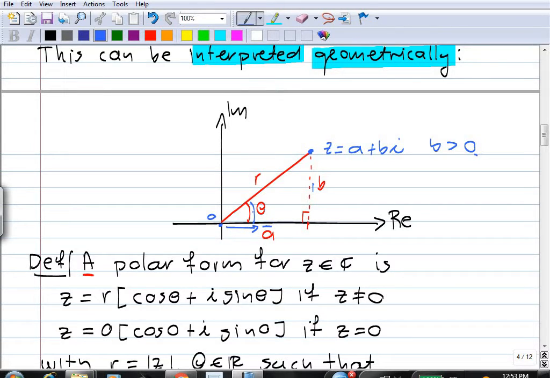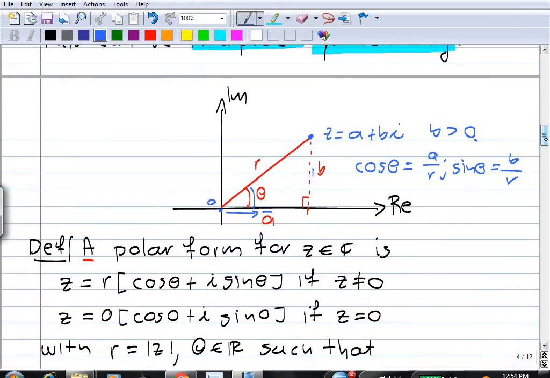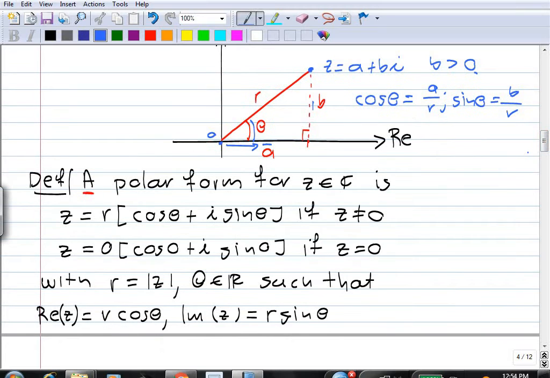So then if theta is the magnitude of that angle at 0, then it's basic elementary trigonometry that the cosine of theta is adjacent over hypotenuse, and the sine of theta is the opposite side over hypotenuse, right? Now, of course, if the imaginary part is negative, then our theta will just be minus the magnitude of this angle. Right. Now, this leads us to the polar form.